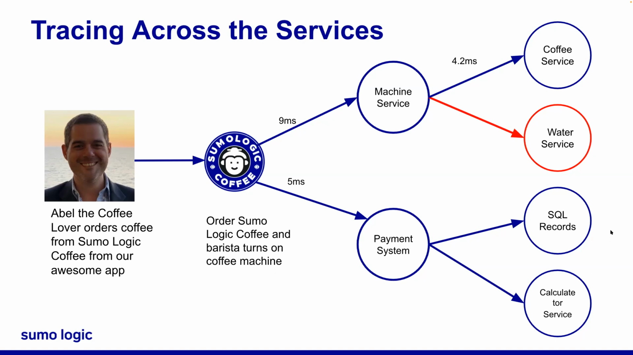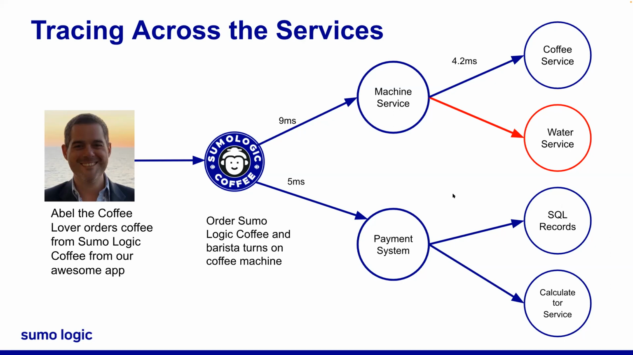But there's the payment side of things. We don't give cups of coffee away for free. We charge for them. And so there's the payment system that needs to kick in. When Abel orders his coffee, what type of coffee was it? An espresso and a cappuccino are two different prices. So the system needs to look at the SQL records to see pricing. It needs to invoke a calculator service to start to figure out, if you got 2 cups of coffee or 3, it's different prices, and that function needs to occur.